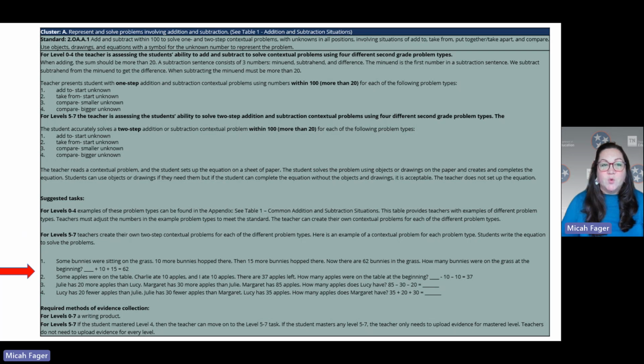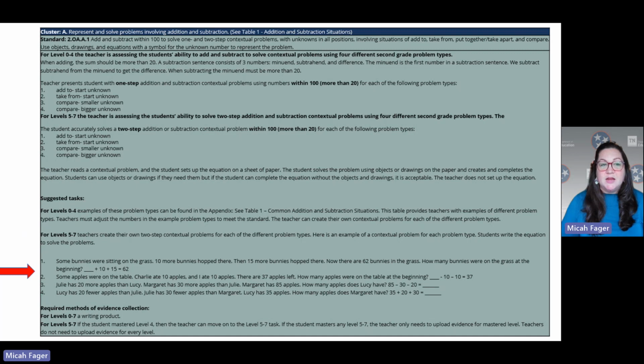For an example for take from, start unknown, there is a contextual problem for number 2. Some apples were on the table. Charlie ate 10 apples, and I ate 10 apples. There are 37 apples left. How many apples were on the table at the beginning? So again, this is an example of 2 actions happening. So it is a two-step contextual problem, and the beginning is the unknown, and they have to subtract.